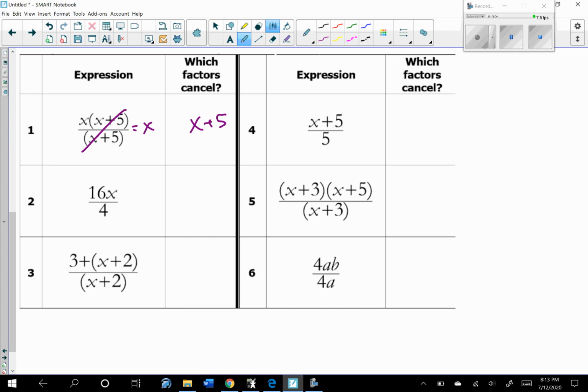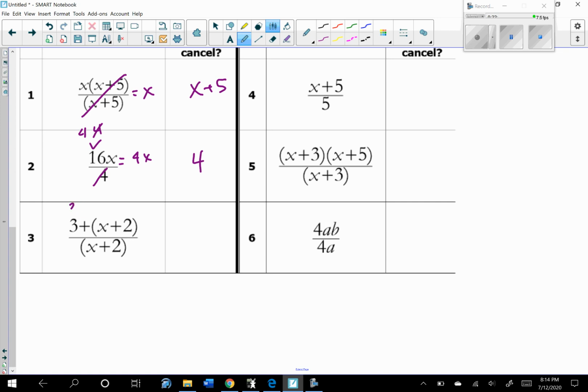Here, this breaks down into 4 times 4, and of course that breaks down further, but then I would notice the 4's can cancel, so 4 cancel, and that leaves me with 4x then when I cancel. Over here, keep in mind that this is 3 plus all of this. It's not being multiplied, so I cannot cancel out these terms because if I simplify this, I have 3 plus x plus 2. If I combine my like terms, I get x plus 5 over x plus 2, which means these are not common, so none of them cancel out.